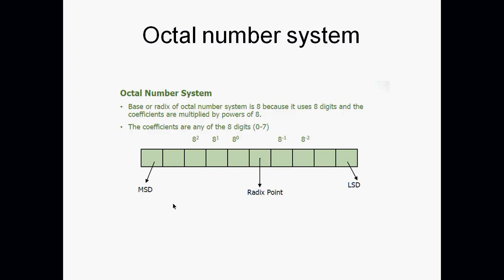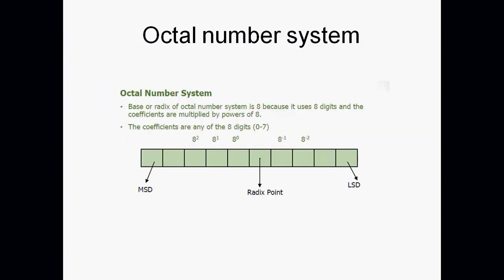Next we move on to the octal number system. In the octal number system, we use 8 digits, right? It is very similar to decimal, but here the coefficient has 8 digits. So numbers are represented from 0 to 7, and the base will be 8.